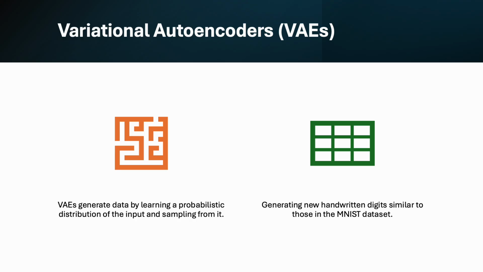By enforcing a structured continuous latent space, VAEs ensure that small changes in the latent variables result in meaningful variations in the generated data. This property makes them particularly useful for tasks like image generation, anomaly detection, and data interpolation, where understanding the data distribution is crucial.